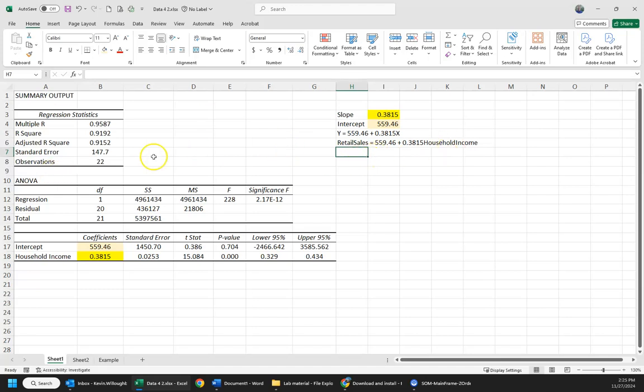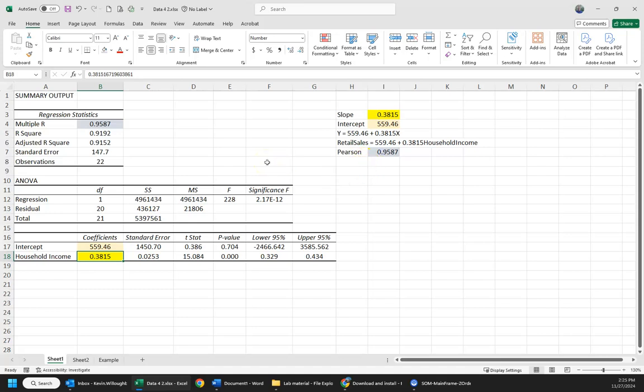Pearson correlation. Pearson correlation is this value right in here. Let's color code that and put that over there. Remember, Pearson is a measure of correlation between two variables, in this case measured from -1 to +1. So this is showing that there is a strong association, a strong correlation, between the two variables, household income and retail sales. Keep in mind that Pearson can be negative, but we know it's positive because our slope down here in yellow is positive.